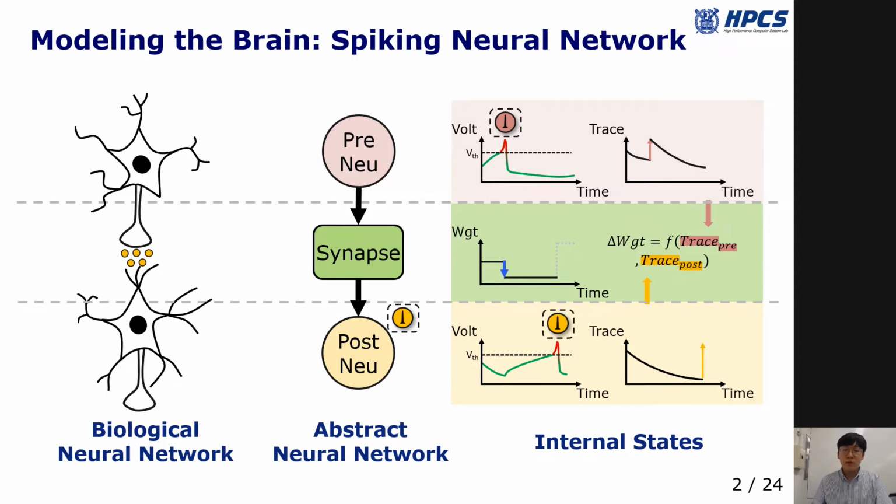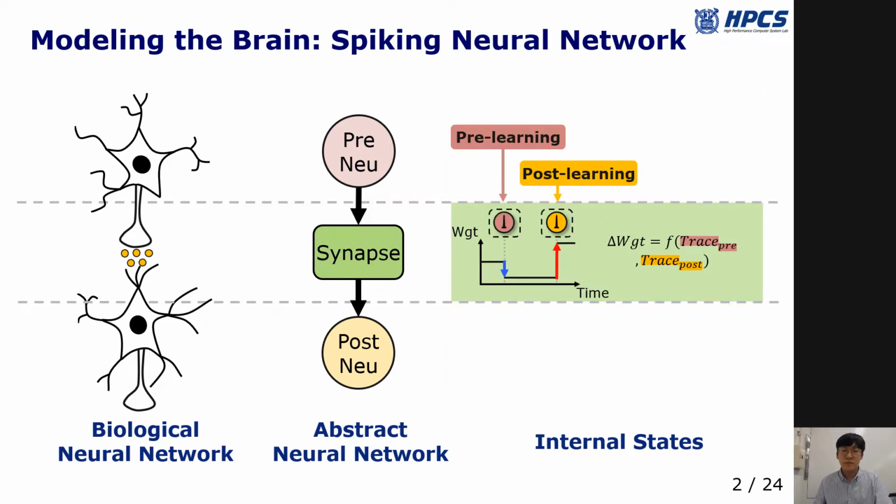At some point, the postsynaptic neuron may also fire a spike. Likewise, the spike affects the trace update and triggers the weight change of the synapse. Note that both the pre- and postsynaptic neuron triggers weight changes. The weight change triggered by the presynaptic neuron is called pre-learning, and the change triggered by the postsynaptic neuron is called post-learning.